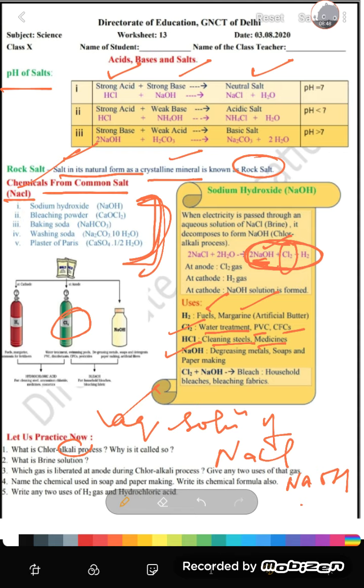So students, this is all about your worksheet 13. Hope you understood well.